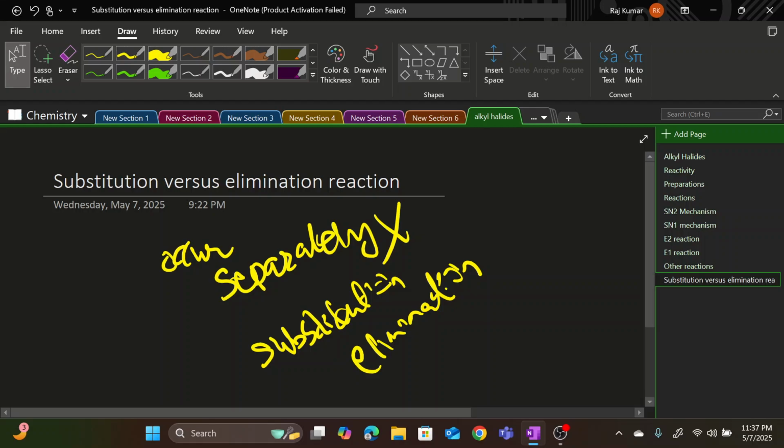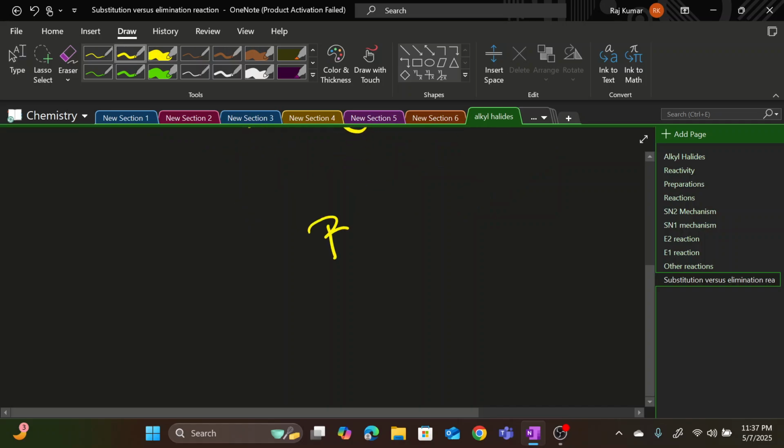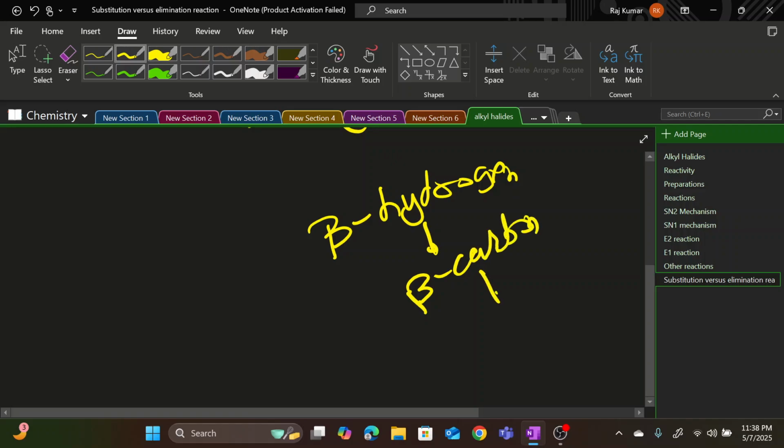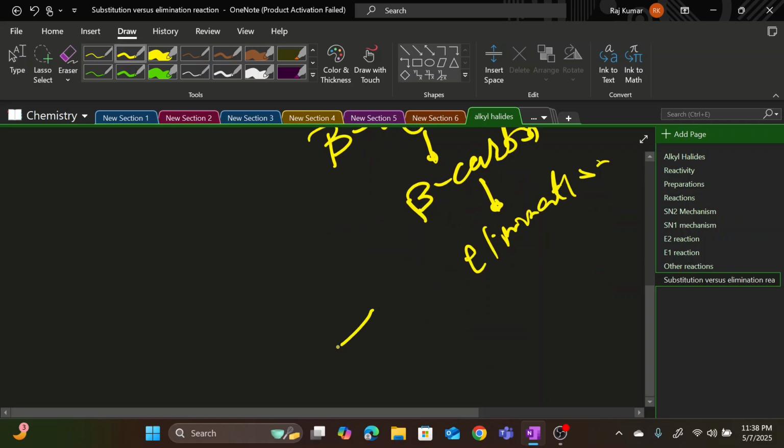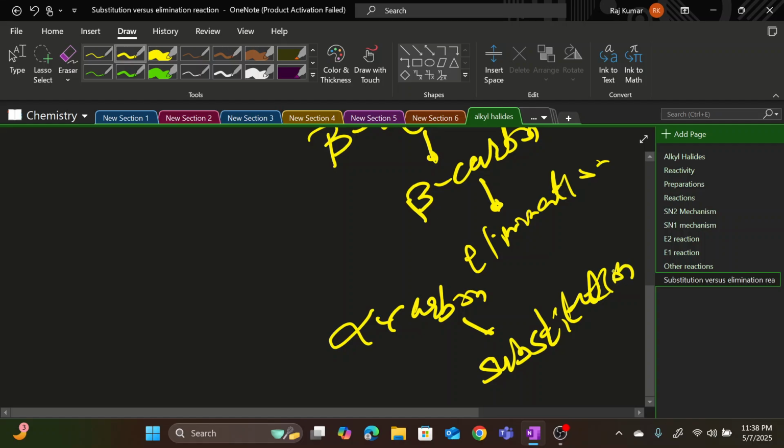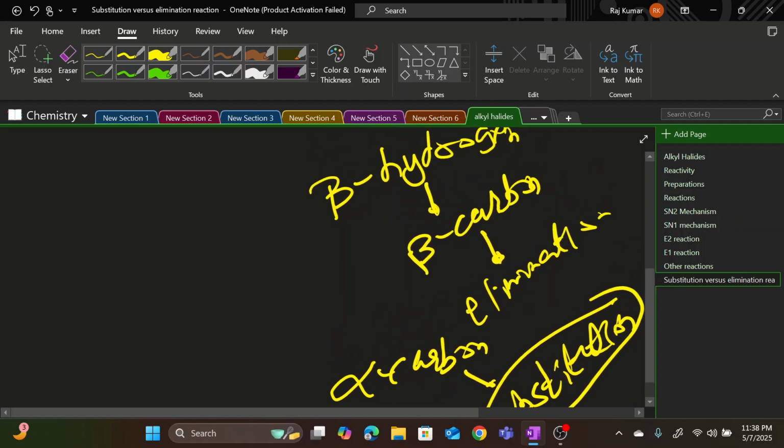some will undergo substitution, some will undergo elimination reaction, and they will compete with each other. Whenever we have a beta hydrogen in an alkyl group, or a beta carbon in an alkyl halide, it basically favors the elimination reaction. But if we have an alpha carbon, which is of course essential, then it's going to favor the nucleophilic substitution reaction. By the way, there is electrophilic substitution reaction as well that only occurs in alcohol. We are going to study that as well.